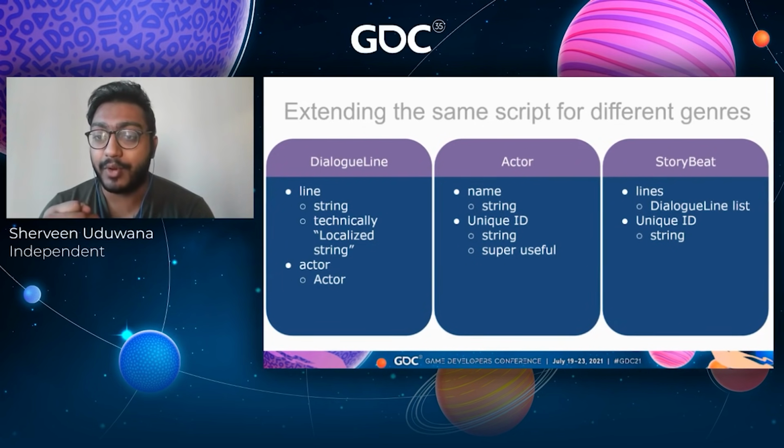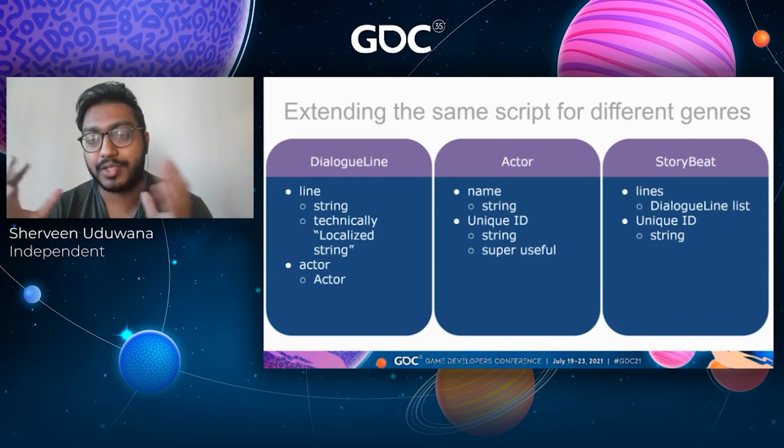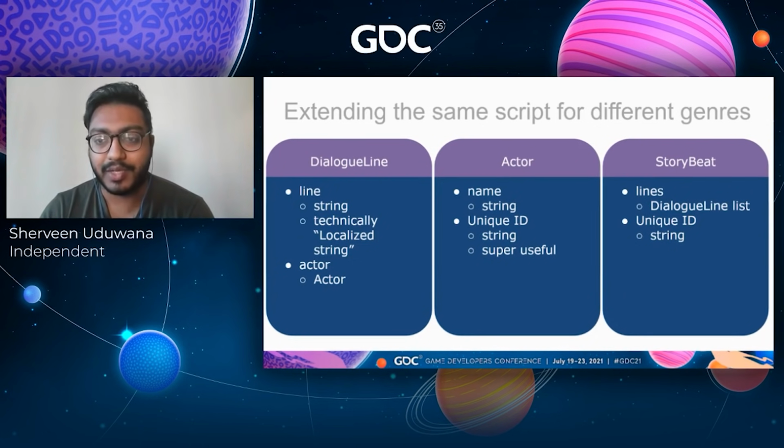And then we have what is a story beat, right? It's hard to name, but it's called a story beat because it's just that kind of segment of story. And it's just a list of dialogue lines, right? So your lines are your individual things in the conversation, and your story beat is just that list of it. And it also has a unique ID because, again, that's super helpful.